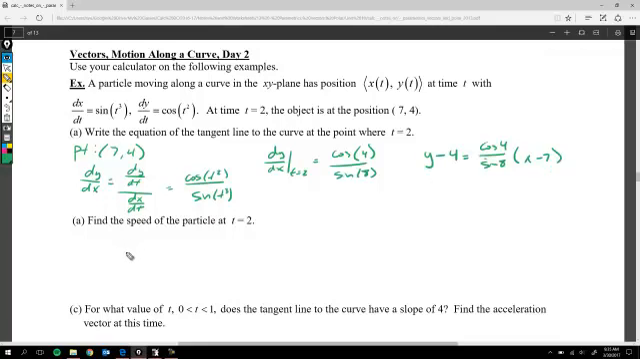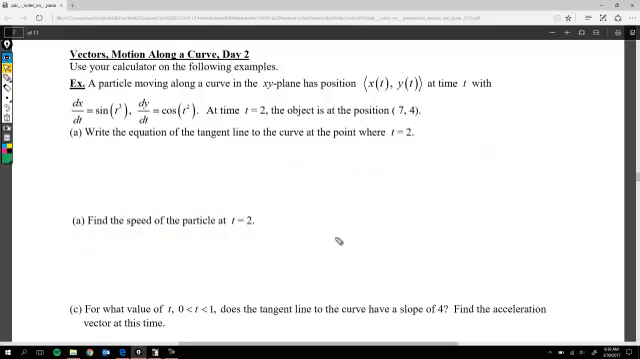Then they ask us to find the speed of the particle at 2. Remember, for speed, you're essentially finding the magnitude. You take the square root of my derivatives squared and added together. So at 2, the value of dx/dt is sine of 8, but I'm going to square this. And then at 2, I'm going to have cosine of 4, and I have to square that as well. We plug this into our calculator, make sure you're in radians, and you get 1.186.